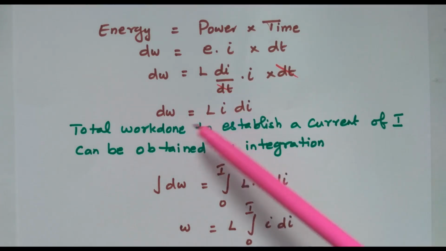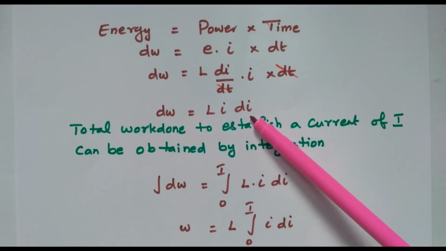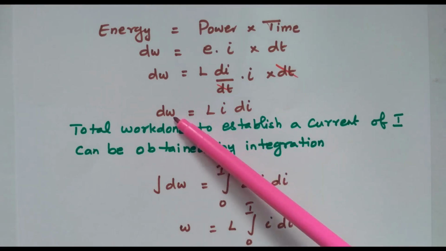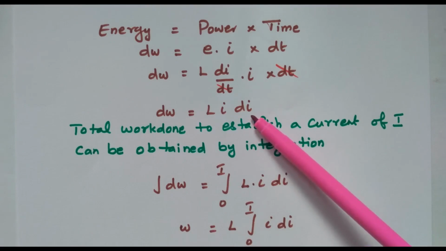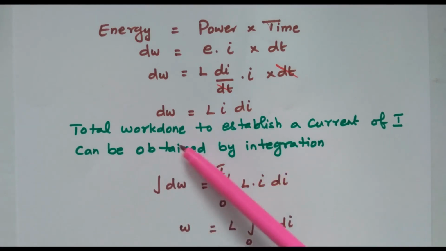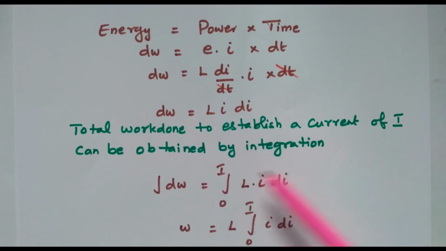Right? So this is the work done due to the small current di. Work done, dW, means small work done by the small current. So the total work done to establish the current I can be obtained by integration. By integrating on both sides with a limit, we can get the total work done. So integral dW equals integral L i di.